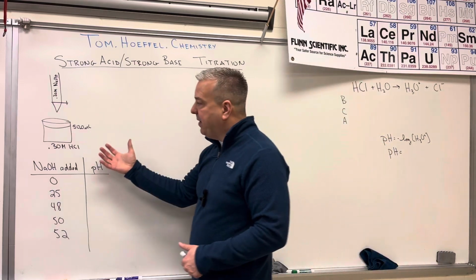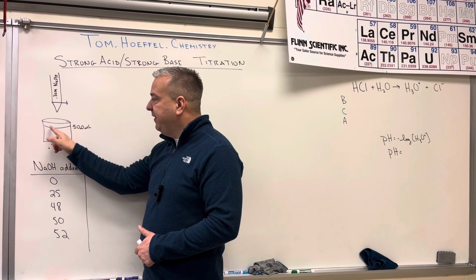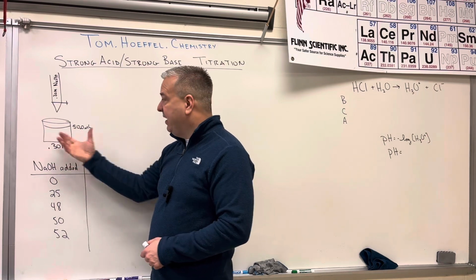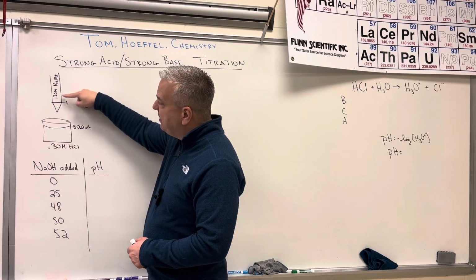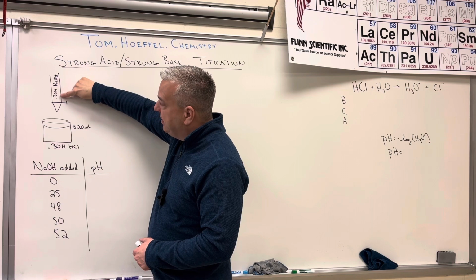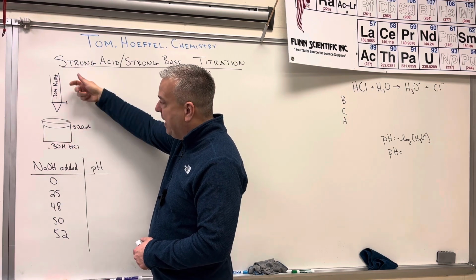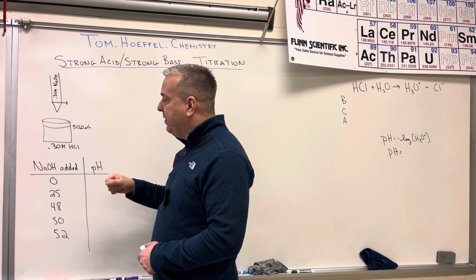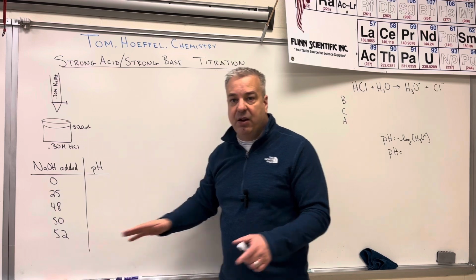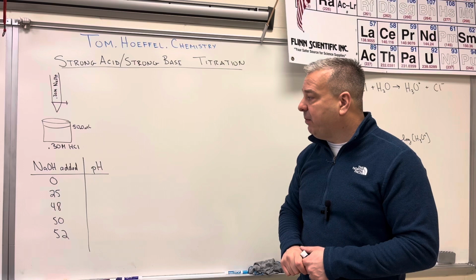The setup for this particular problem is that we have a beaker that has 50 milliliters of 0.3 molar hydrochloric acid inside it. Then we're going to use a burette containing the same concentration, 0.3 molar, of sodium hydroxide. As I open this up, we're going to figure out the pH at different points of what we call a titration curve. So let's get started with this problem.